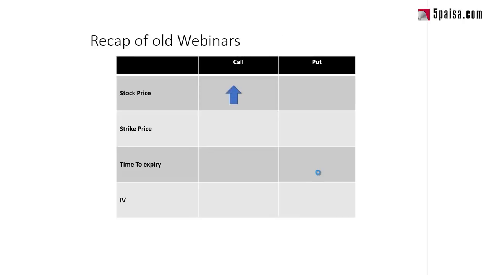When stock price increases, call price goes up, put price goes down. When strike price increases, the call price goes down. Similarly for put, if it's a high strike put, it's high value. If it's a low strike put, it's low value. Time to expiry, regardless of whether it's a put or a call, increases option value. And finally, IV increases the price of both puts and calls.